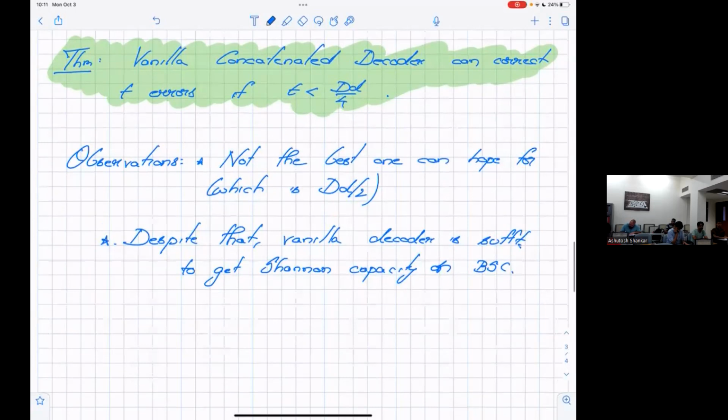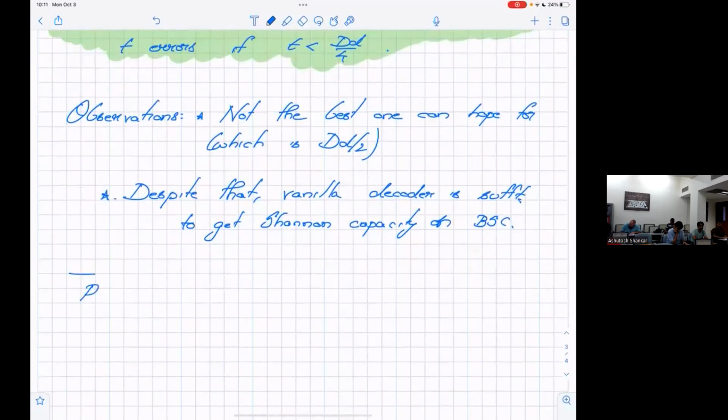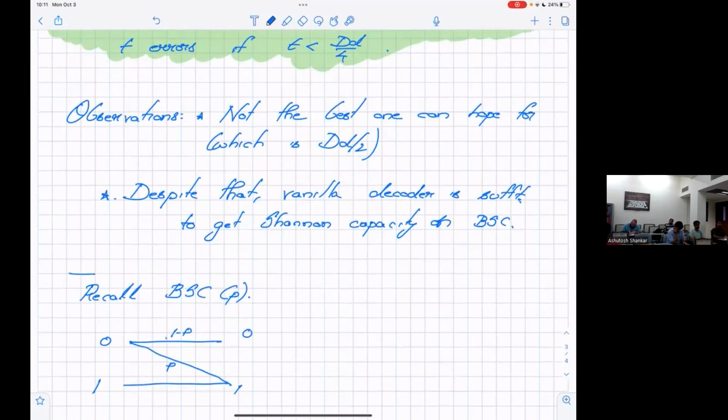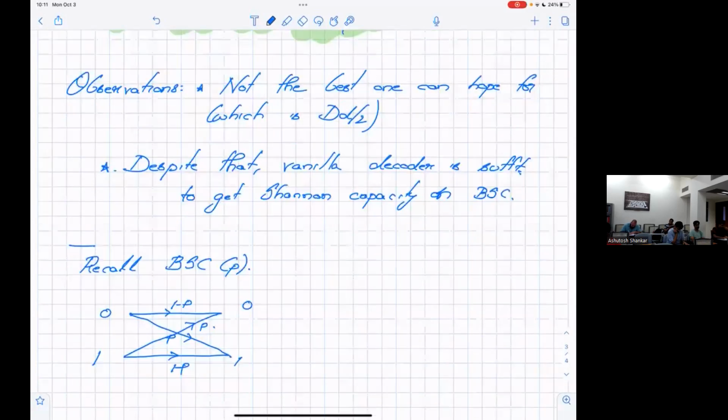So what's the question over here? Let's recap the BSC P channel. What's the BSC P channel? It's a binary symmetric channel. The input is 0 or 1, which gets flipped. A 0 gets flipped to 1 with probability P and remains unaltered with probability 1 minus P. Similarly, a 1 gets flipped with probability P and remains unaltered otherwise. So you have this channel, and the bits get flipped independently.